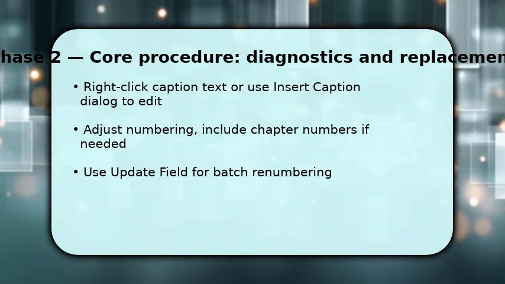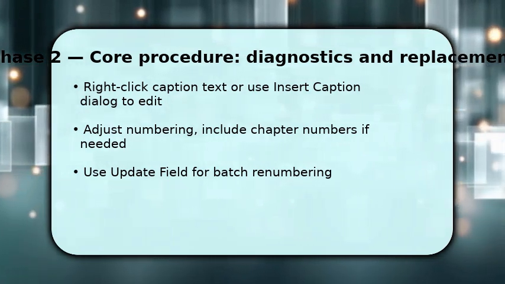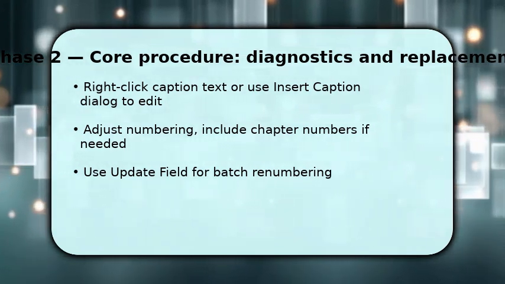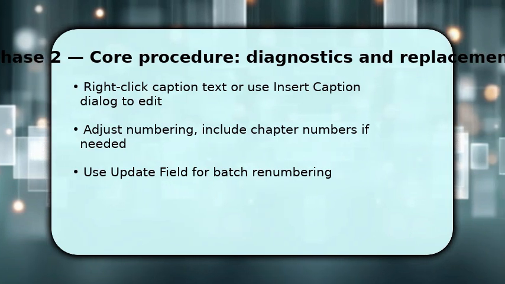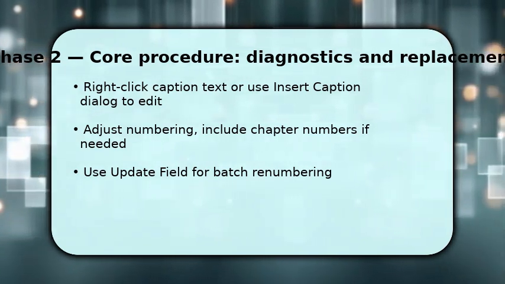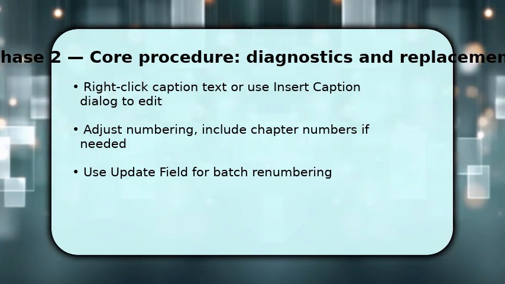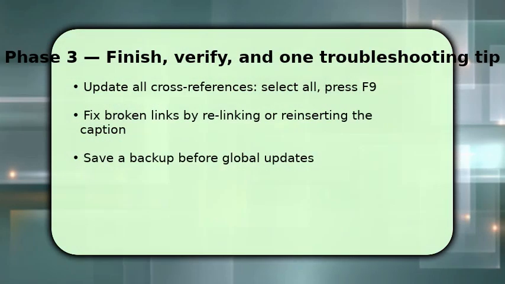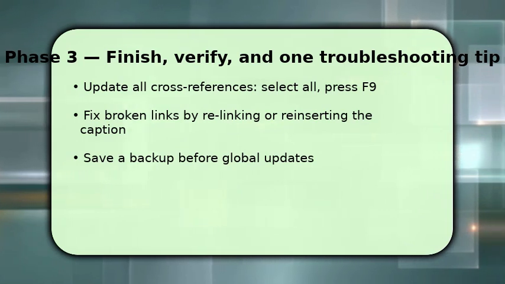For multiple captions, select the whole document and press Ctrl plus A, then F9 to update field. This refreshes numbering and cross-references. Make sure numbering resets correctly after section breaks. Finish by checking cross-references and saving a backup copy.